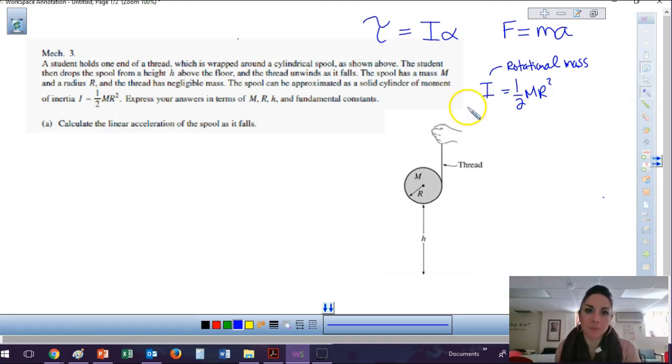Now, this problem has specific requirements. It says m, r, and h, and fundamental constants. So that basically means you can use things like g and pi. If we have things like time or final velocity, you might have solved it right, but it doesn't want that in the question. So let's take a look at what's going on. It wants the linear acceleration as it falls. So it wants basically a.